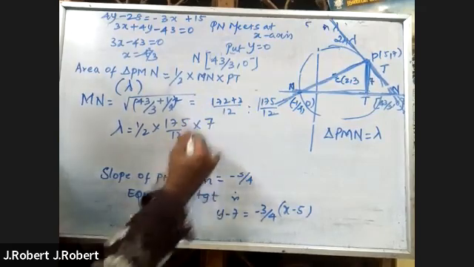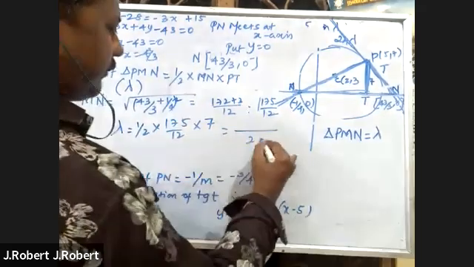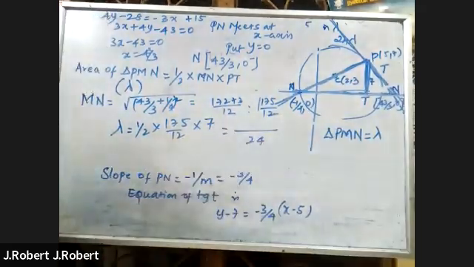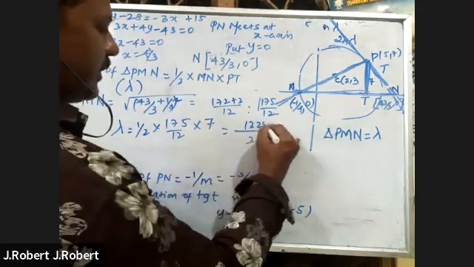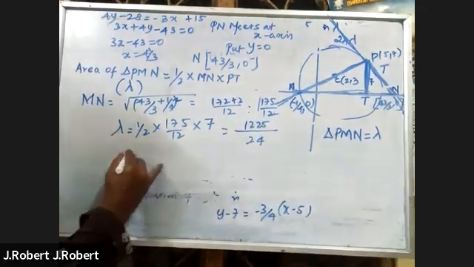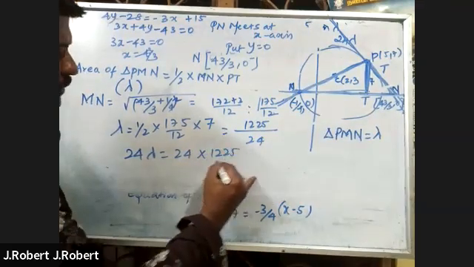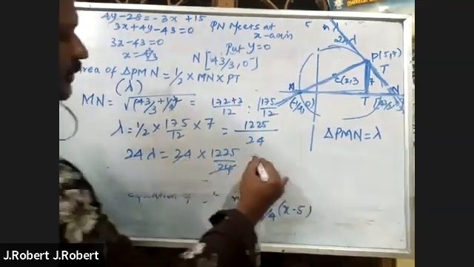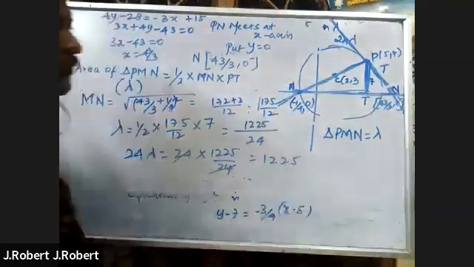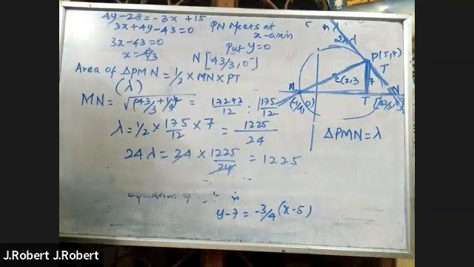PT is equal to 7. So 12 2s are 24. 7 into 175 will get 1225. I think so. If you multiply 1225, what I need as the answer is 24 lambda. 24 into 1225 by 24, 24 cancel. The answer is 1225. Look, they ask questions like this.